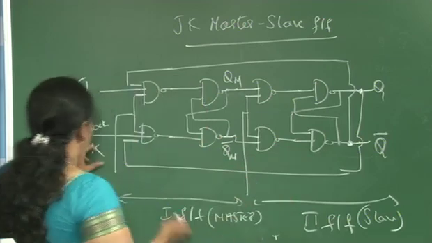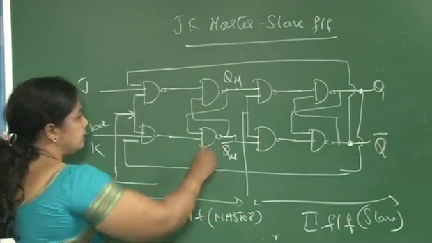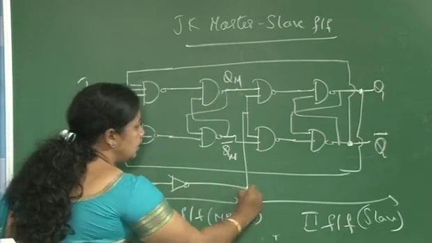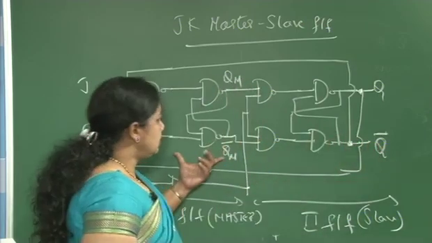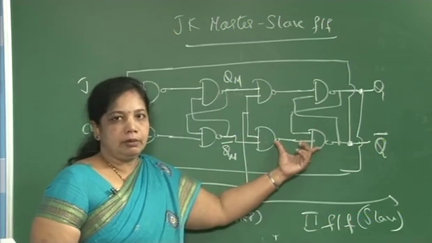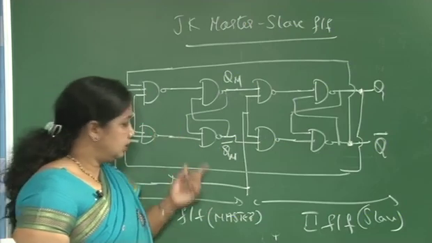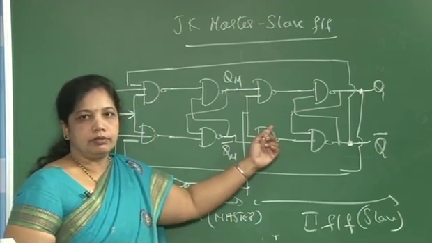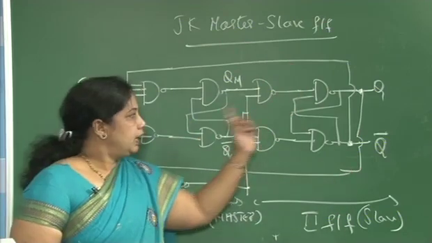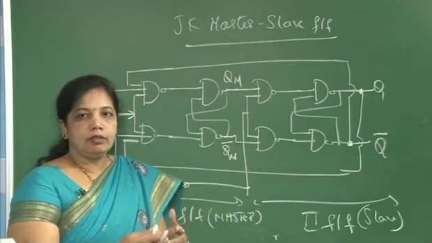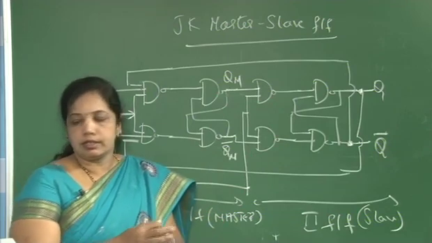So what about this clock? How to connect the clock? I give a positive clock to the master and I use an inverter to connect to the slave. So master and slave are separated by a clock. Positive clock to the master, negative clock to the slave. So the feedback connection is given at the end. By doing this, how exactly are we going to minimize or eliminate the race around condition? Let us discuss.